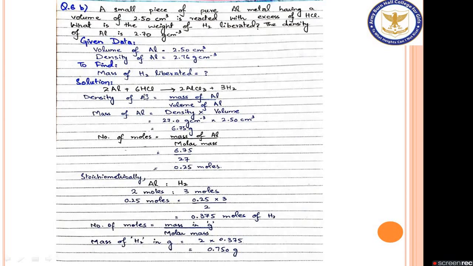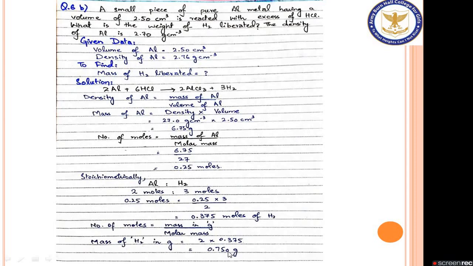From the balanced chemical equation it is obvious that 2 moles of aluminium give us 3 moles of hydrogen. We have to compare aluminium and hydrogen. 2 moles of aluminium give us 3 moles of hydrogen. So if we have 0.25 moles of aluminium, how many moles of hydrogen will be obtained? After calculating this, 0.25 moles of aluminium give us 0.375 moles of hydrogen. Using these moles we can calculate the mass of hydrogen in grams, which is equal to 0.750 grams.